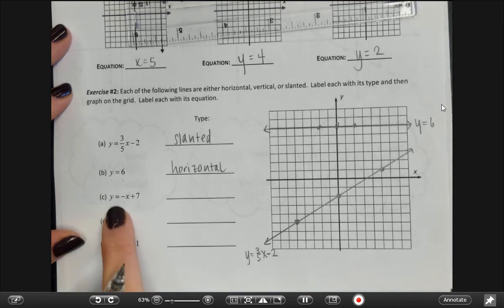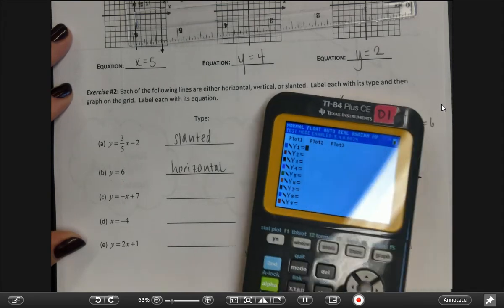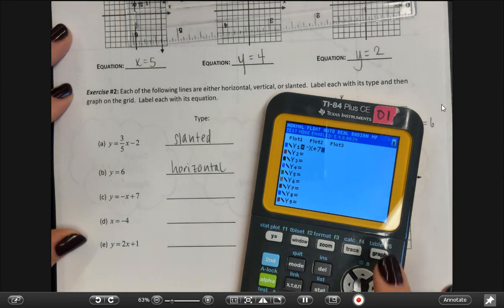What are we thinking for this one? Slanted, horizontal, or vertical? Give it your best guess. I'm going to put it on my calculator to confirm my thought. So negative x plus 7, graph.